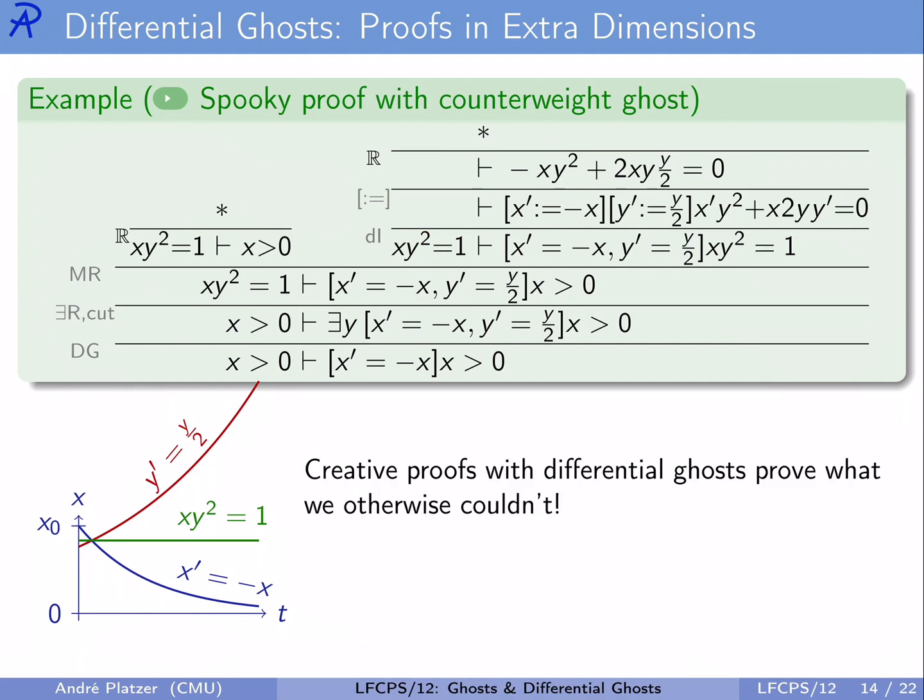What does that tell us? That tells us that differential ghosts are really powerful, right? They can prove things we otherwise couldn't. That should make us nervous. Can they maybe prove too much? Are differential ghosts actually really sound? They're apparently useful. Are they too useful? Well, this example is fine, because indeed, the solution will always stay positive. Are there other cases where differential ghosts would prove things that aren't actually true?